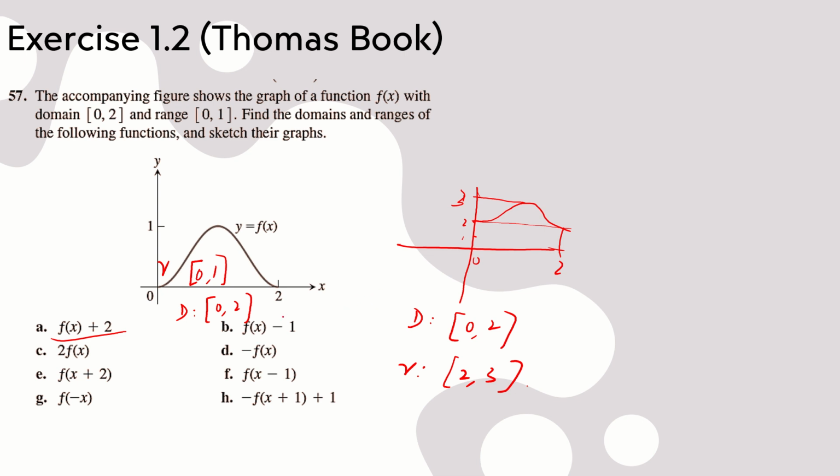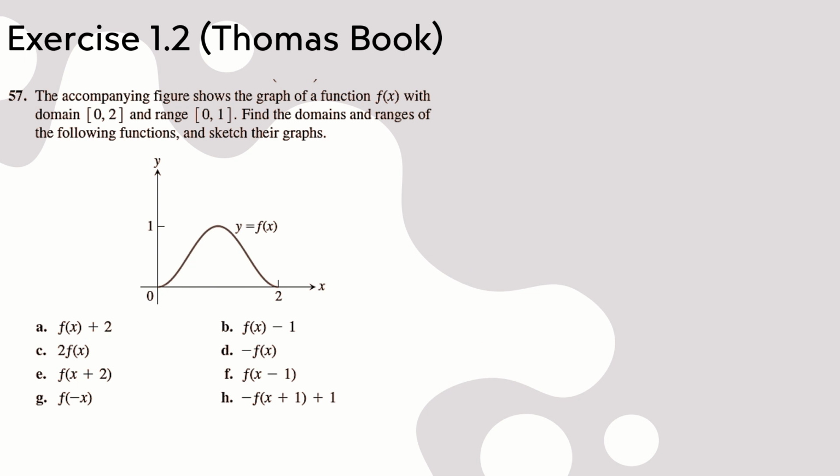Whereas for f of x minus 1, in this case what would we do? We would simply shift the graph 1 unit downward. So if this is the graph, we just bring it 1 unit downward, so the graph will become something like that. You see in this case the domain will remain the same, from 0 to 2, whereas the range will start from -1 and go up to 0.